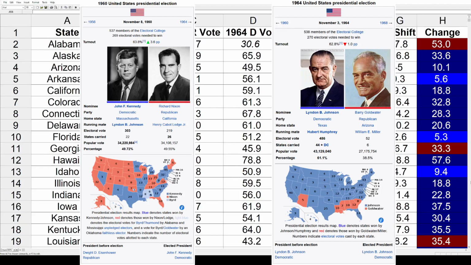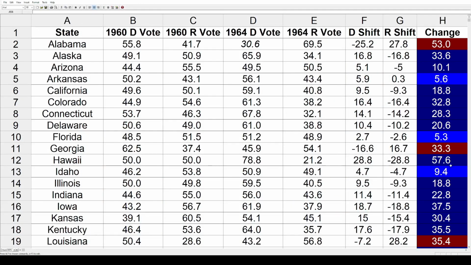4 years later, we have Kennedy's vice president, Lyndon Johnson. He wins by a landslide. He gets 486 electoral votes, 44 states plus D.C., and that's good for over 61% of the popular vote. The Republican was Barry Goldwater. He only got 52 electoral votes and carried 6 states with 38.5% of the popular vote. So 2 wins for the Democrats. 64 was a big landslide. Let's switch back over to the spreadsheet.